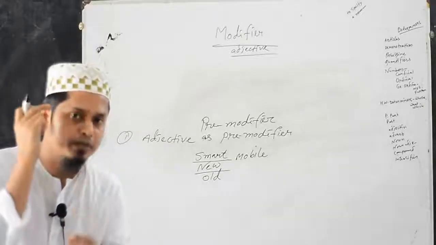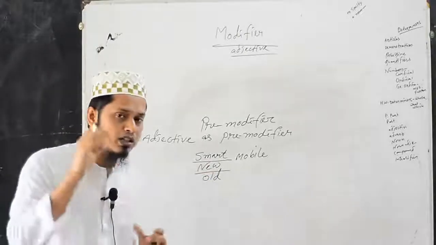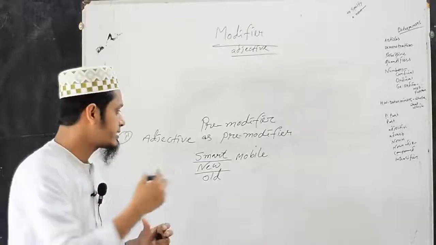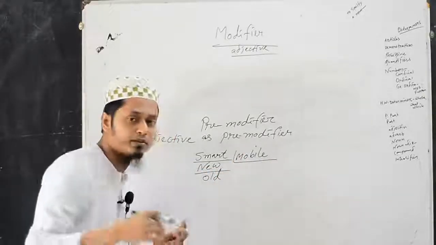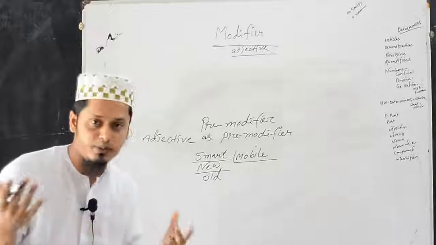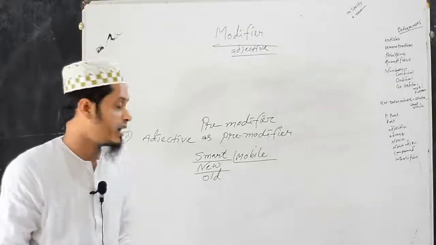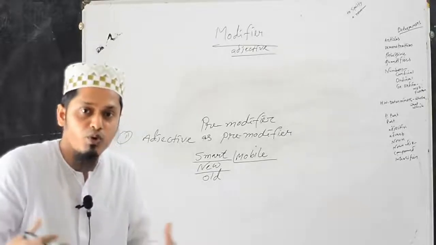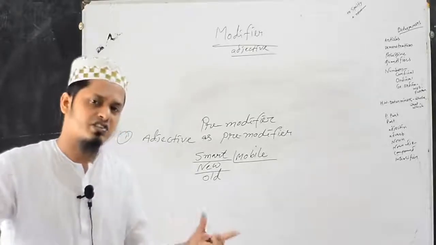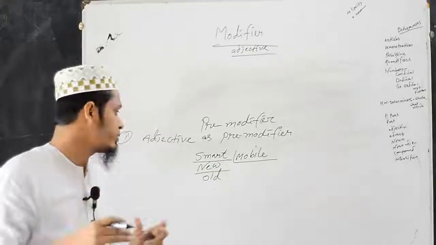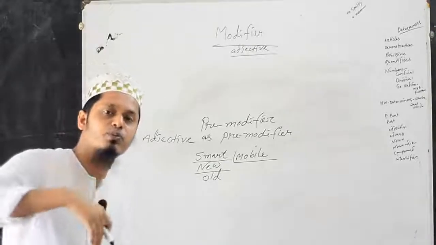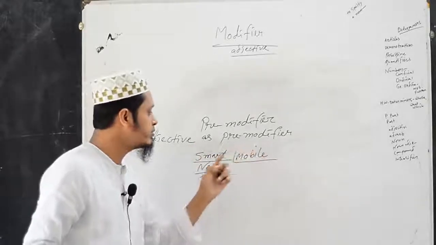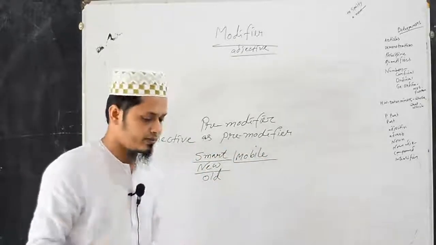You should keep in mind that all the pre-modifiers come before the given word, such as mobile is the given word. Mobile, what type of mobile? A smart mobile, Android mobile, new mobile, Nokia mobile, old mobile, etc. Any type of adjective you can use before a noun to modify the word. So adjective can be used as pre-modifier.